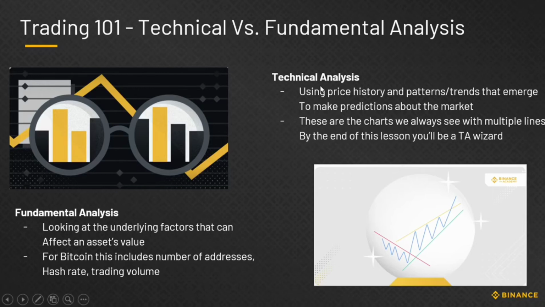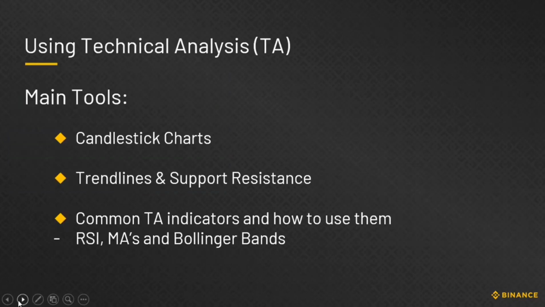And then technical analysis. In this case, what you're using to analyze is price history and patterns and trends that emerge to make predictions about the market. So these are the charts we always see with multiple lines, and by the end of this lesson you'll be a technical analysis wizard. So what you do with technical analysis is that you look at the price history, how the price of the asset has been performing before now. From then you can make decisions. Okay, this is how this price has been moving. You now apply some of your indicators and say, based on how this price has performed before that I've analyzed, this is how I expect it to perform. That is what technical analysis is all about.